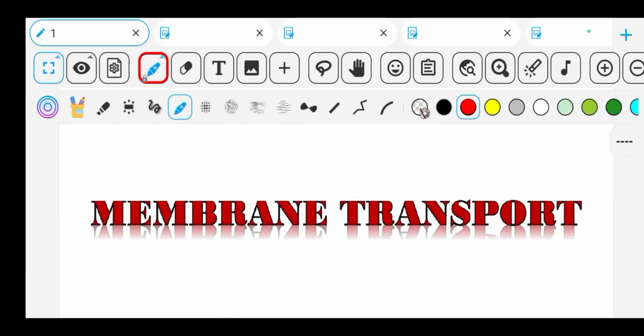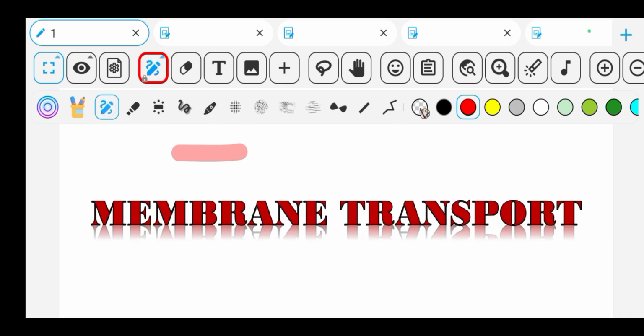So in today's session, we are going to start our topic membrane transport. So what is membrane transport? Basically, it is the process by which substances move across the membrane. It can be in or out of a cell. Suppose this is any kind of membrane. Then the transport can be in and out of the cell.